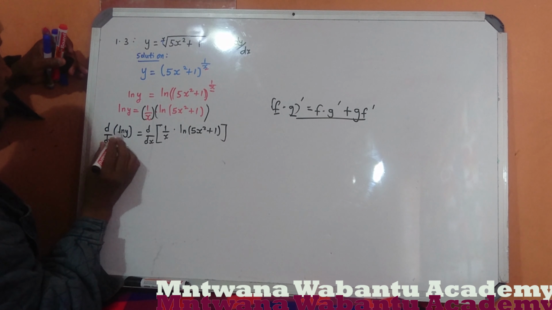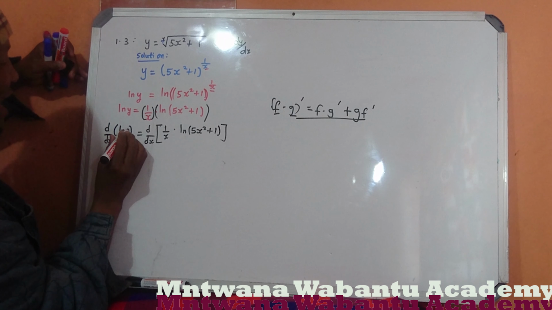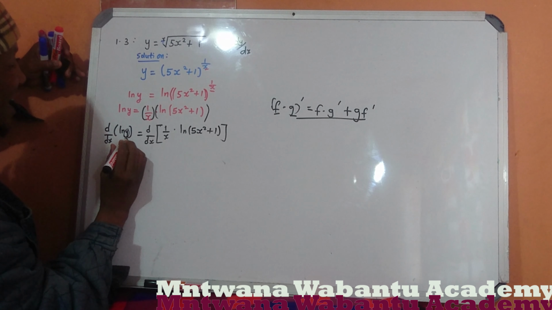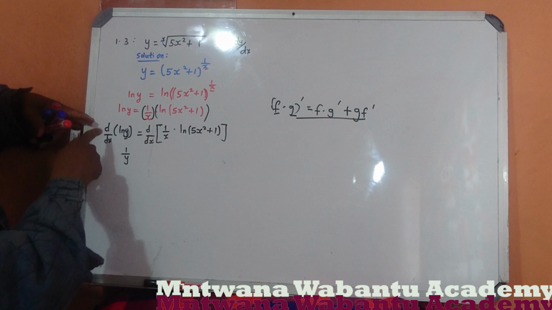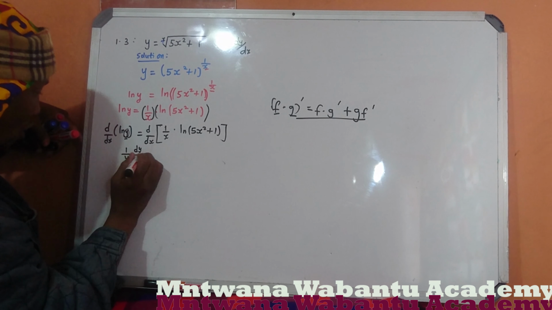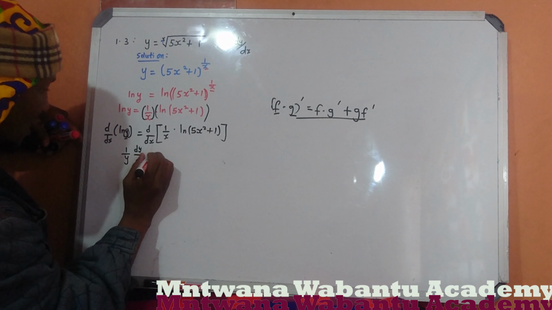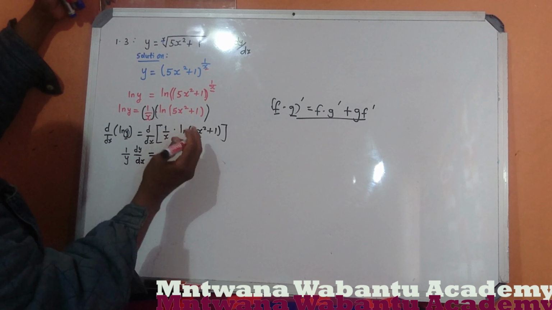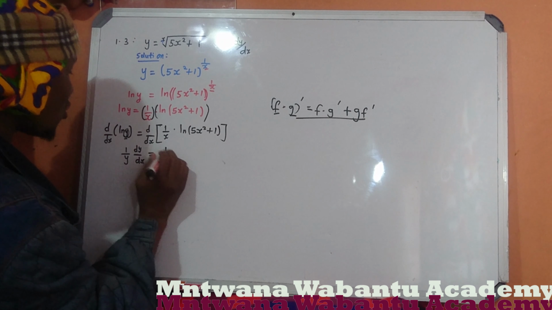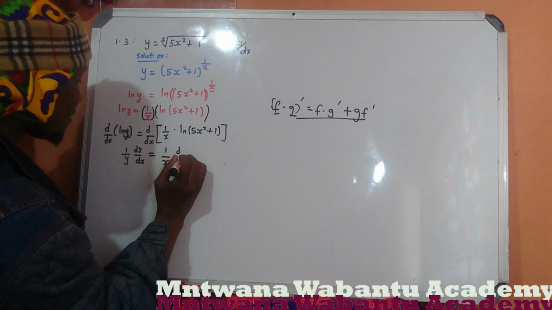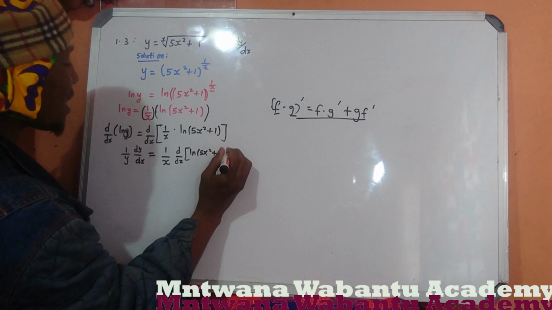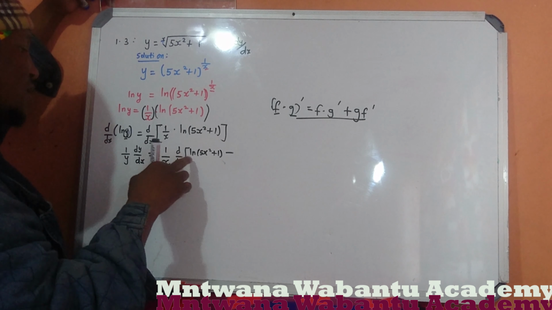So when you differentiate ln of y, take whatever is inside the ln and differentiate it. You differentiate y, you get 1 over exactly the function you have here, but what you differentiated is y, so that's dy over dx. Here you cannot differentiate separately because it's a product of two functions, so you have to use the product rule. Put the first one constant, and then differentiate the second, which is ln of (5x^2+1). Put the first one constant, differentiate the second one, okay?